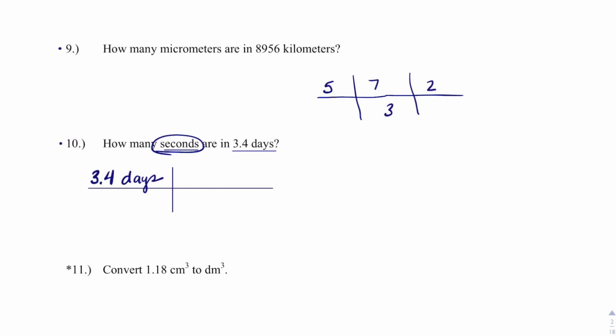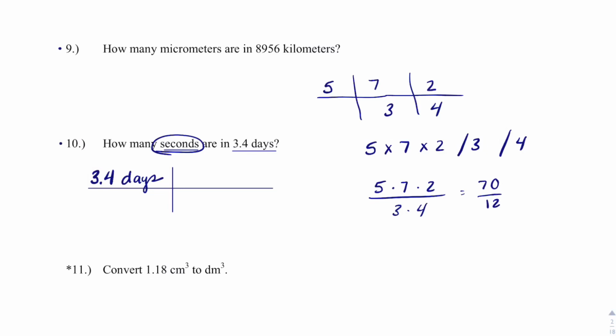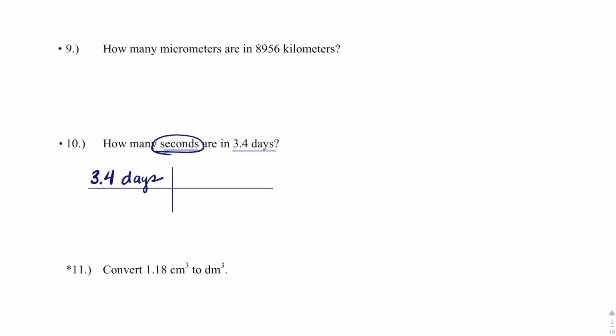What a lot of people will goof up on is, what if there's a 4 there? This would be 5 times 7 times 2 divided by 3 divided by 4. Okay, so this is the same thing as 5 times 7 times 2 over 3 times 4. 5 times 7 times 2, this would be 70 twelfths. Okay, and you'll get better at that. It's a little bit strange at first. It's just a way of writing fractions.